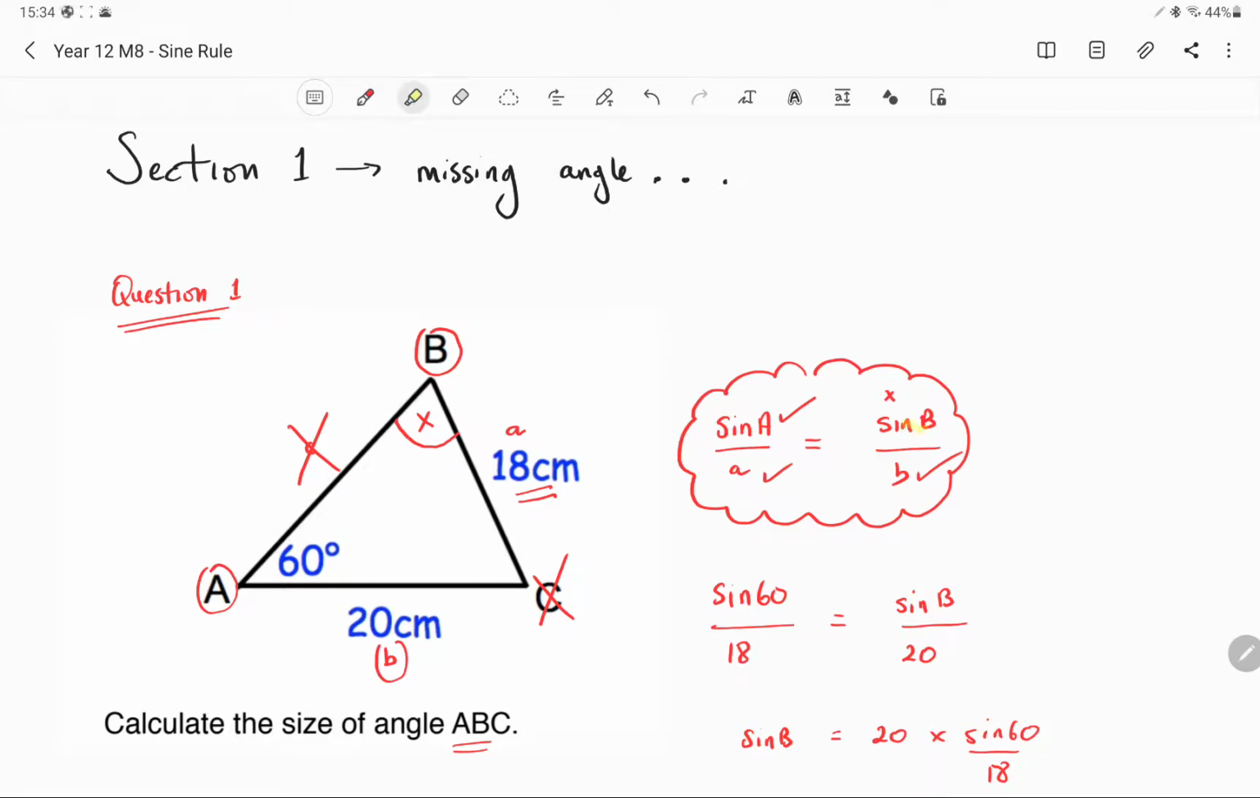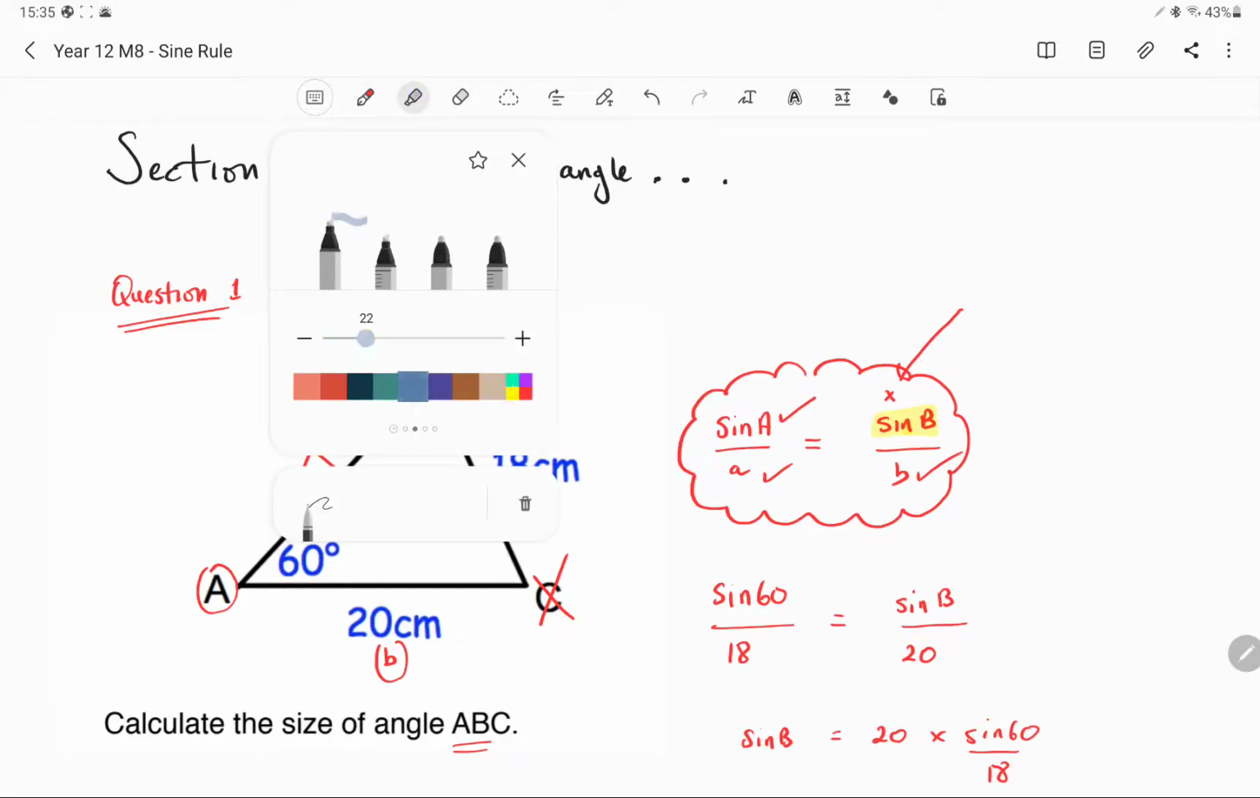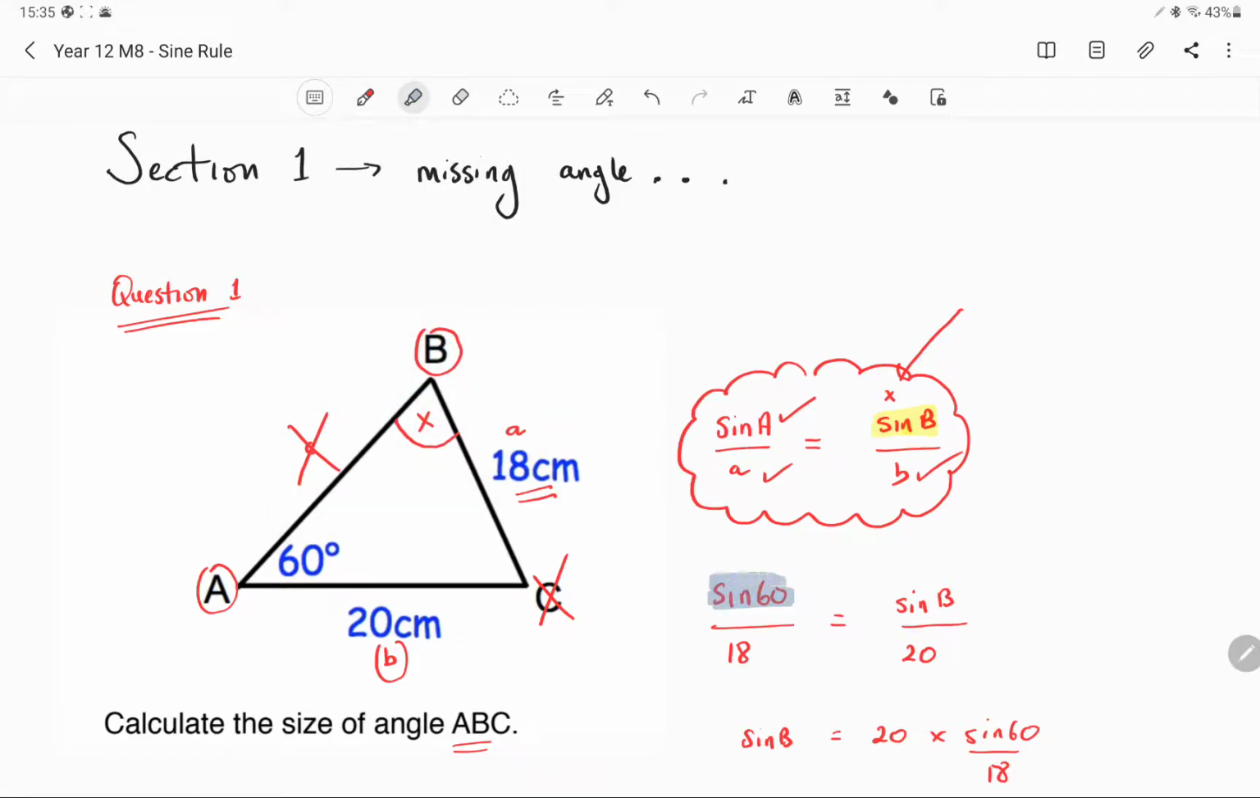Now it is for this reason that I've written the sine rule out with the angles on top. Because if the unknown is an angle, keep that unknown on the top of a fraction because it's easier to manipulate. So we can plug in what we know. Sine of A is sine of 60 divided by A, which is 18, is equal to sine of B, which we don't know, divided by B, which is 20.